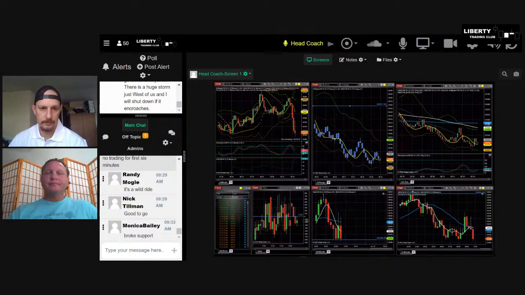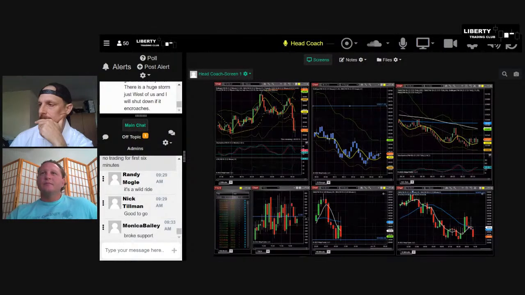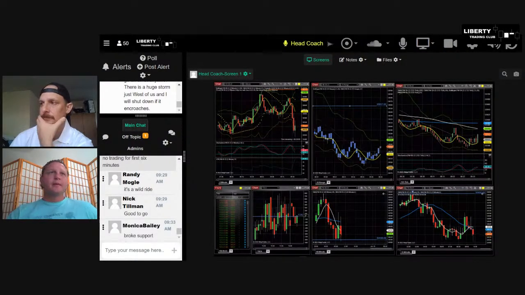If anyone's shorted, you're hitting your first target. Again, for newer clients, we don't expect you to trade for the first 6 minutes. If anyone's shorted, 499 was your target, and we just hit that. Now it should be acting as support. We'll see. Did anyone actually short it and get their target?